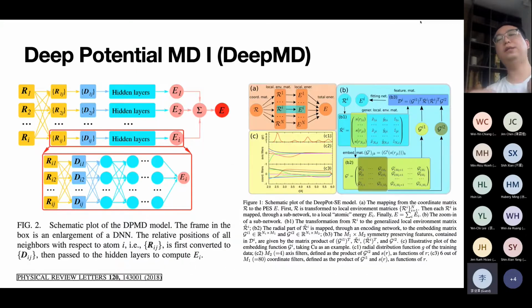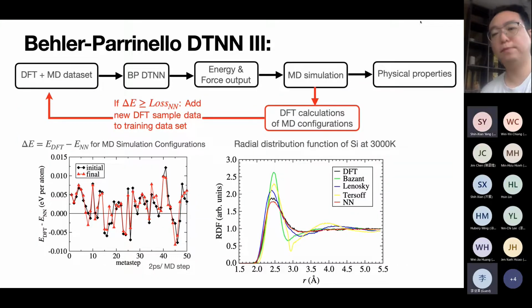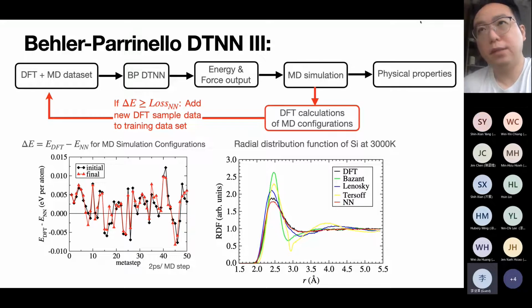Okay, so that was the first deep tensor neural network. Hi, I have a question. Sure. Can you go back to the previous slide? This one? Yes, thank you. So the MD simulation is the output from the BPDTNN, right? Yes, the MD simulation takes output from the BPDTNN.